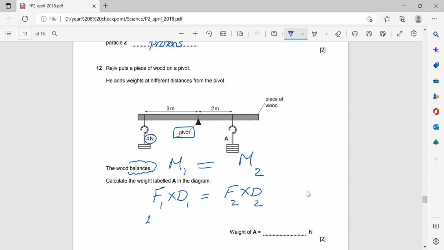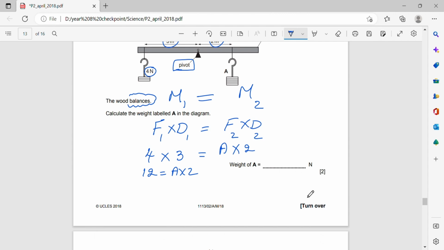What's force 1 here? Force 1 here is 4 Newton. D1 here is 3. F2 is unknown, A, the one we need to know. D2, the distance, is 2. 4 times 3 equals 12, equals A times 2. So A is equal to 12 divided by 2, equal to 6 Newton. So the weight of A is 6 Newton.